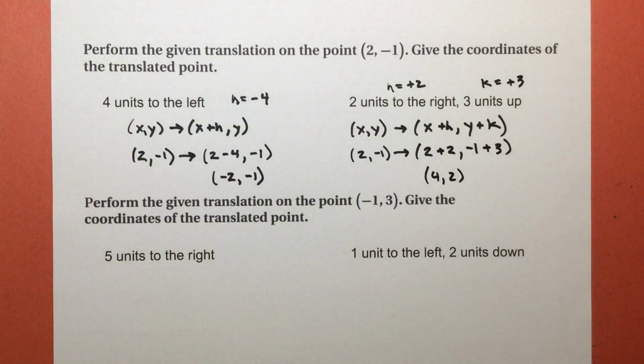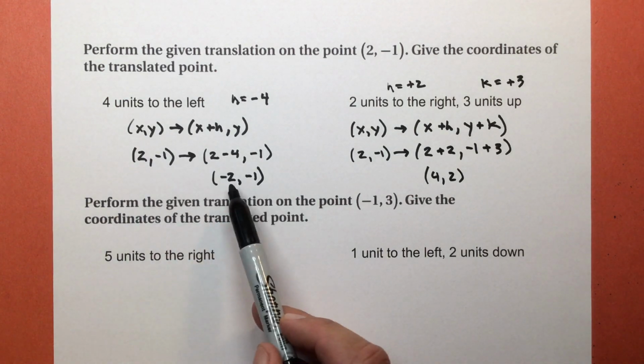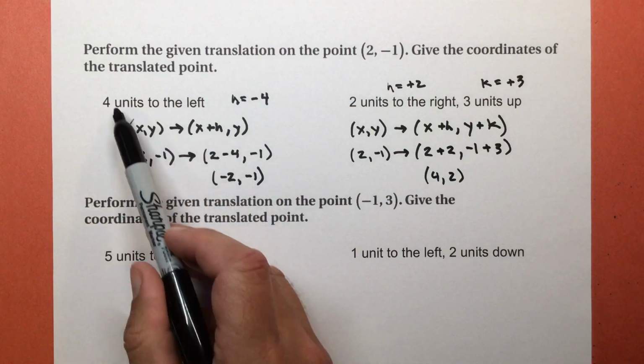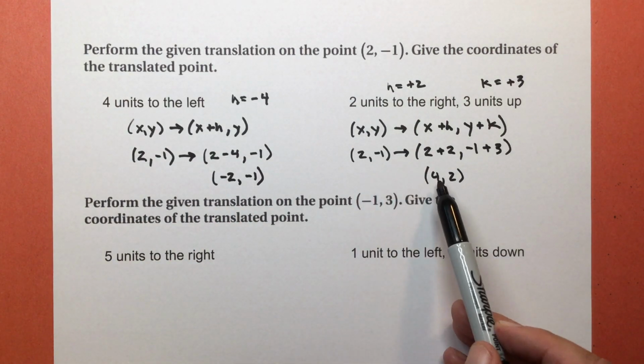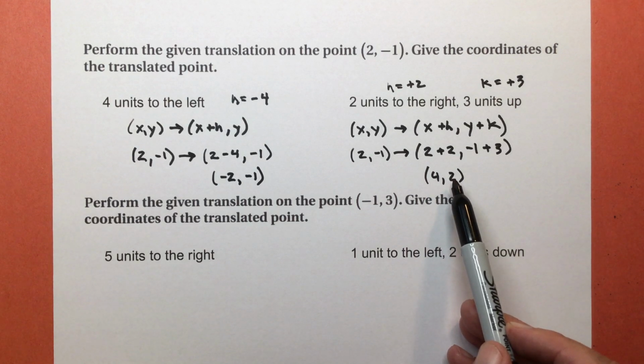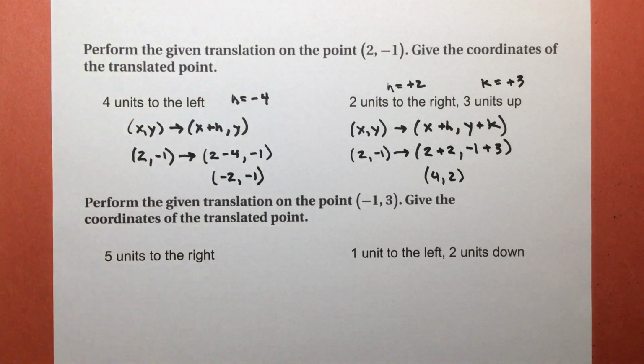So if I was to graph this, and I don't have room to draw a graph, I apologize, plotting points is kind of a pre-algebra skill, so I think you'd be okay with that. We'll do some graphing in the other examples. If I was to graph it, the point (2, -1) goes to (-2, -1). It's going to slide 4 units to the left. And this one starts at (2, -1) and ends up at (4, 2), going to the right 2 and up 3, so in a diagonal direction.